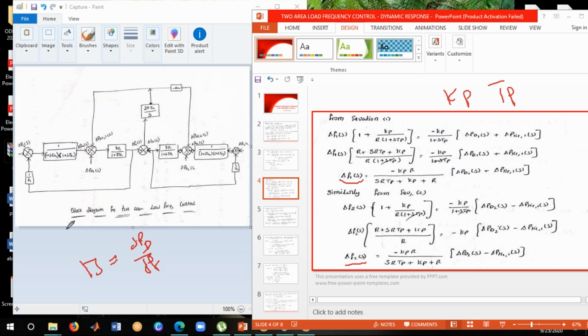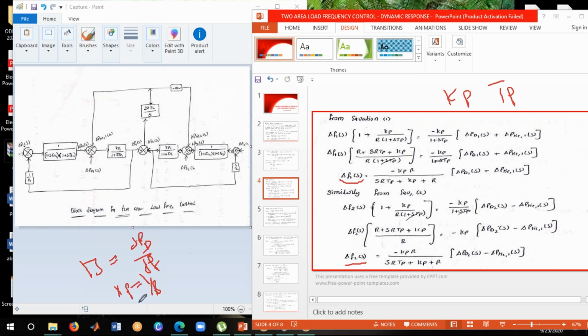Okay, and already we know that Kp is equal to 1 by B. So it means that when the variation is very small, then the proportional constant, the gain value, will be more. When a small disturbance gives only a small variation, then we will get a smaller value of B.